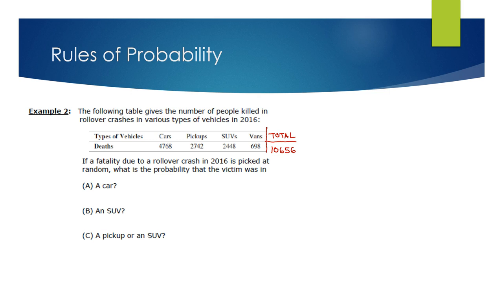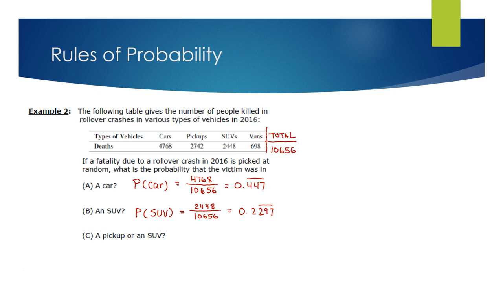I need to know that because I need to know what your total space is, so I can come up with the probability. So if a fatality is picked at random, what's the probability it was in a car? Well, that would be 4,768 out of the 10,656, or 0.447 repeating. If it's an SUV, that's 2,448 over 10,656, or 0.2297 repeating. The first two digits are not part of the repeating pattern.